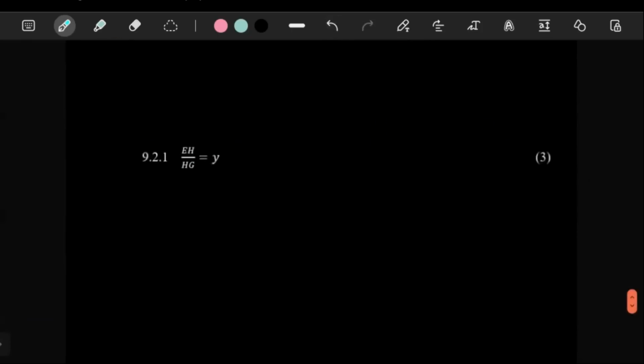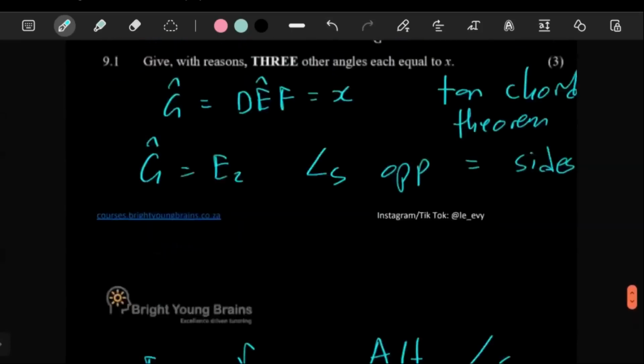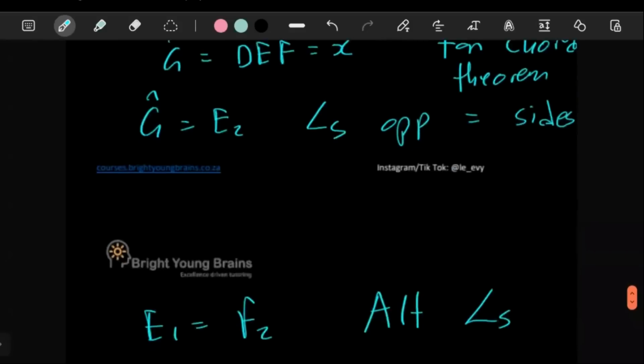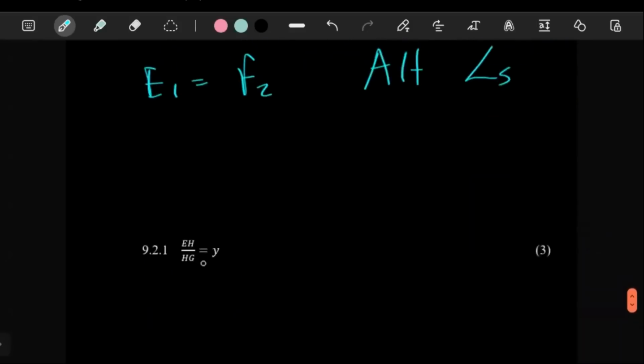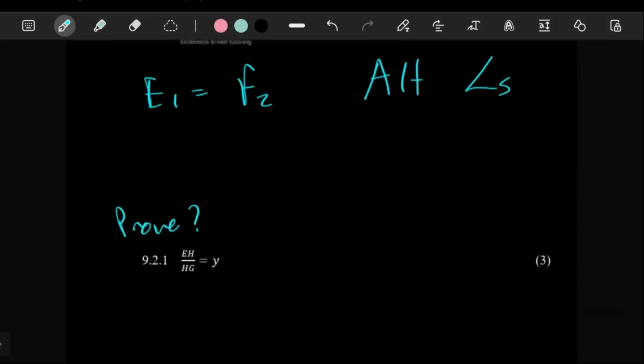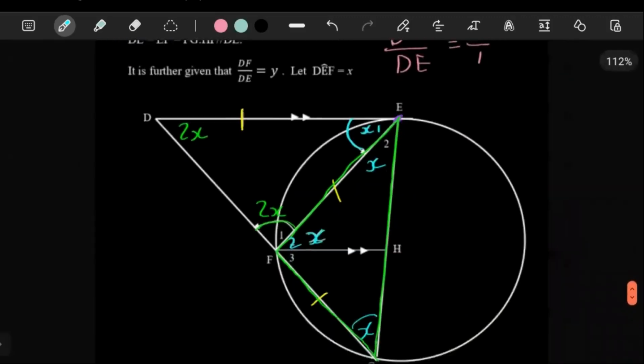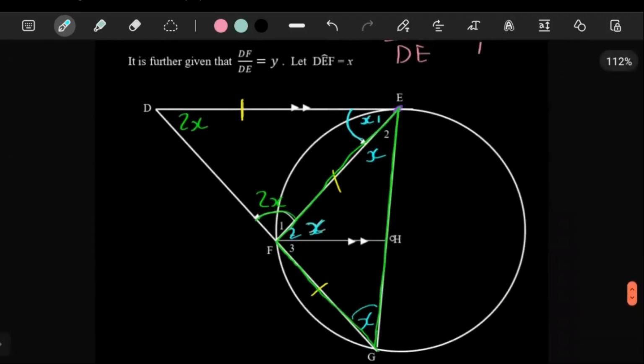So the next one says we should prove 9.2.1: EH over HY is equal to Y. So I'm assuming I have to prove that. That's the only thing that makes sense here. EH over HY. Where is EH?